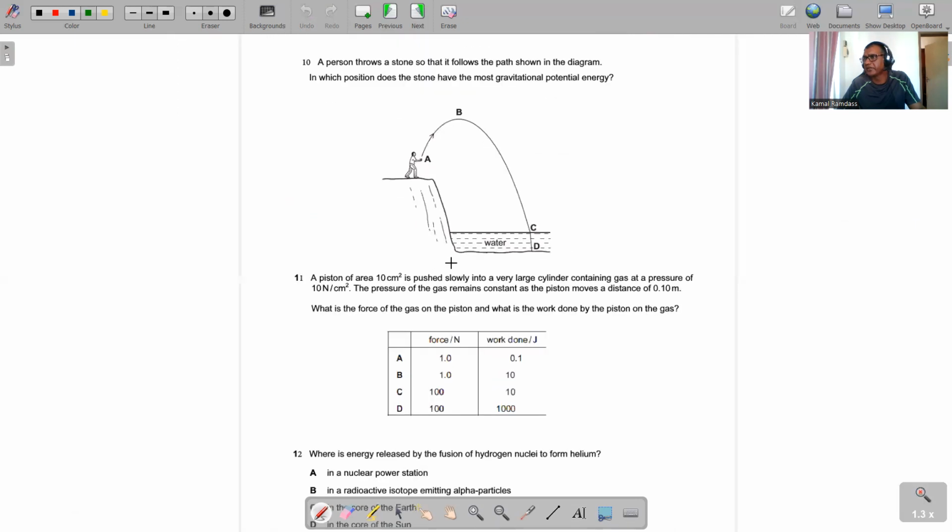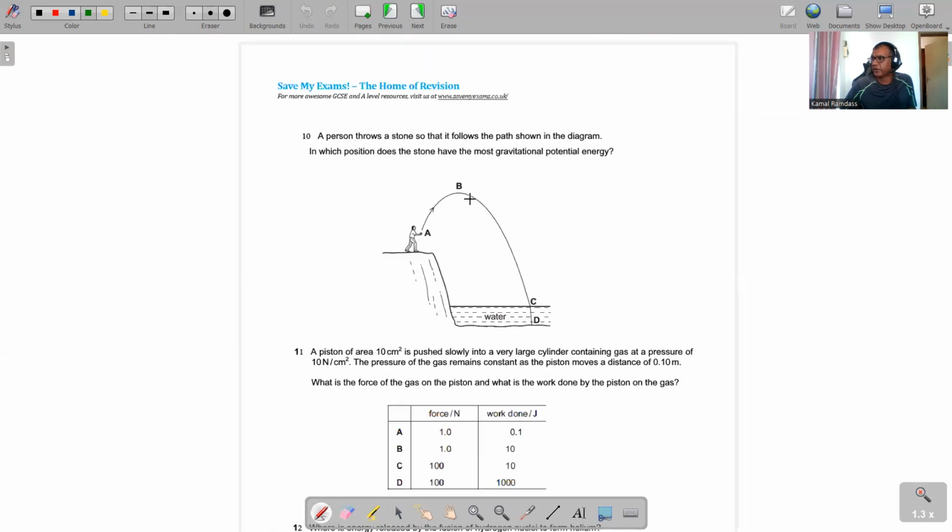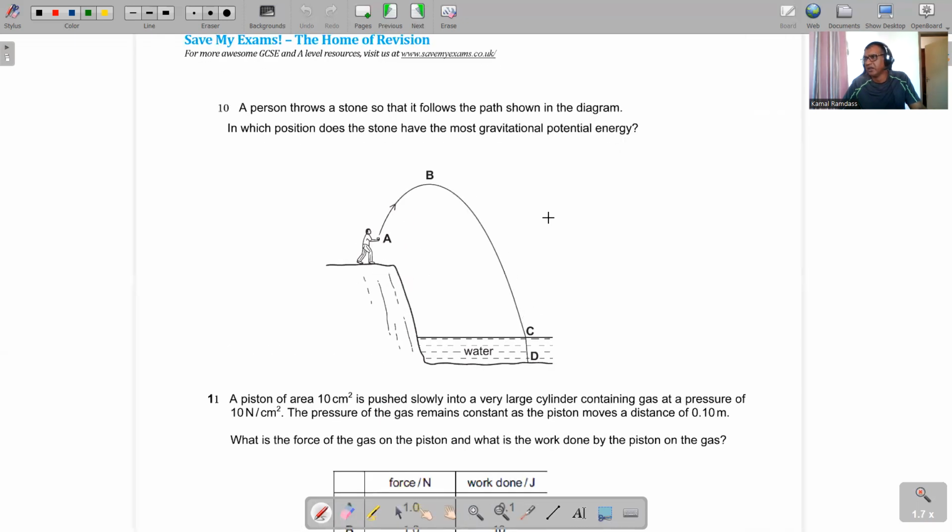A person throws a stone so that it follows the path shown in the diagram. In which position does the stone have the most gravitational potential energy? It is clear: the higher it is, the higher the gravitational potential energy.